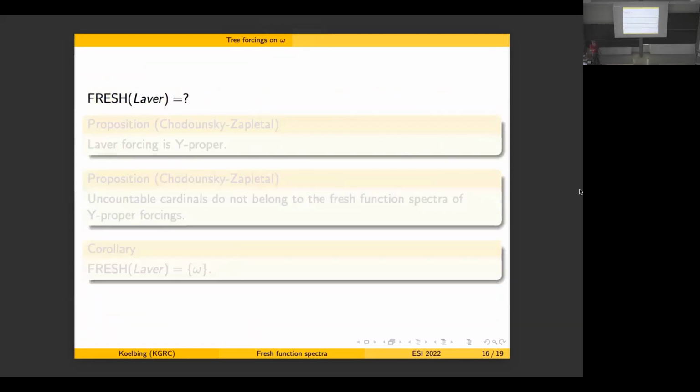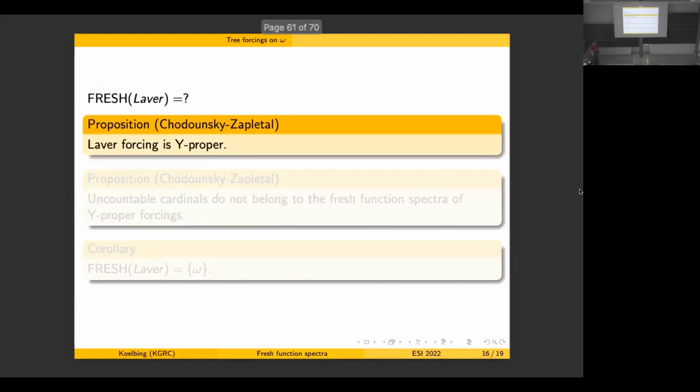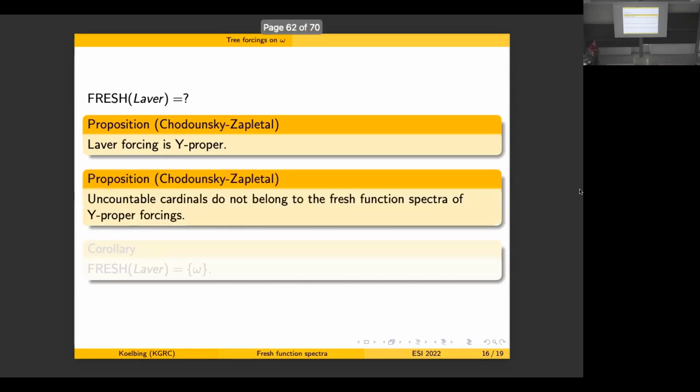What about Laver forcing? Laver forcing is not Miller-like because there you always have to split after your first splitting, so you are not allowed to have a non-splitting node above the stem. Here the Y properness helps us. David and Yindra showed that Laver forcing is Y proper and that uncountable cardinals do not belong to the fresh function spectra of Y proper forcings. So we get that Laver forcing also has singleton omega as fresh function spectrum.